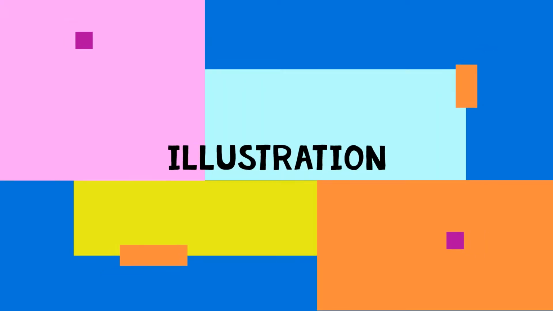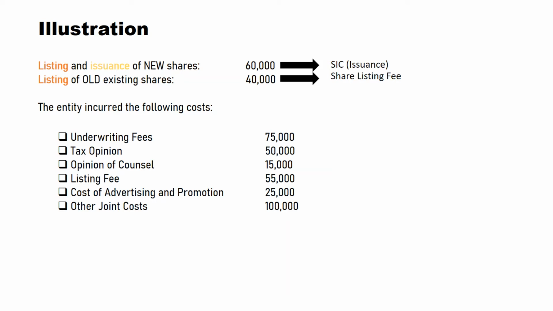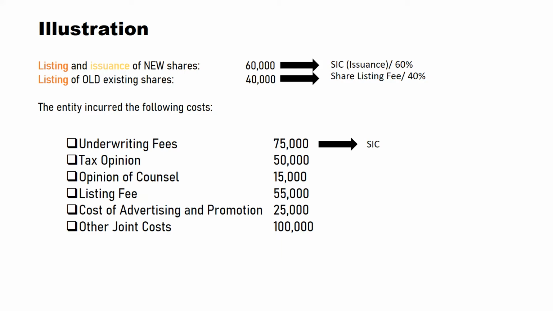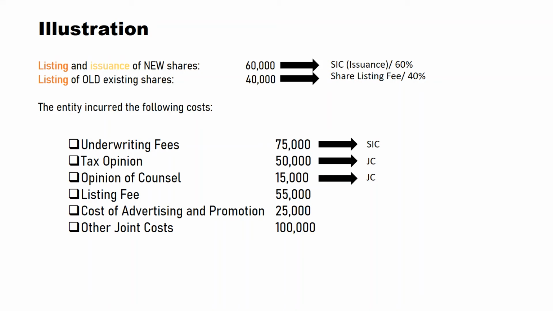For the illustration, we have 60,000 shares for listing and issuance of new shares and 40,000 for the listing of old existing shares. So, we have a ratio of 60% of new shares and 40% of old existing shares. When we talk about the listing and issuance of new shares, it refers to share issuance cost. When we talk about listing of old existing shares, it refers to share listing fee. So the entity incurred the following costs. Underwriting fees are classified under share issuance cost. Tax opinion, joint cost; opinion of counsel, joint cost; listing fee, share listing fee; cost of advertising and promotion, share issuance cost; other joint costs, joint cost.